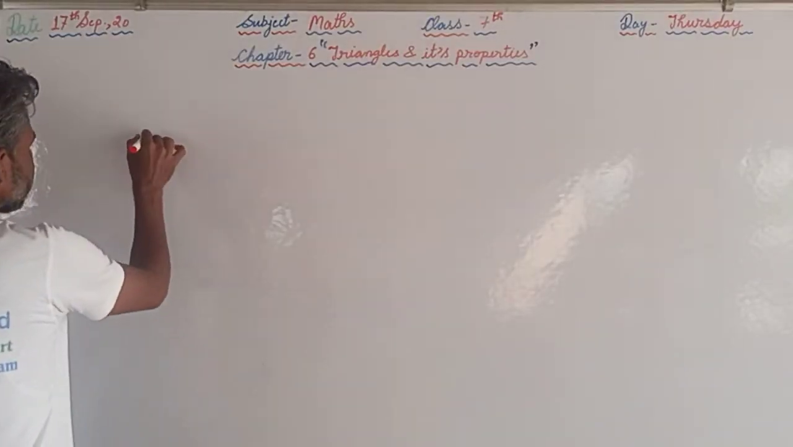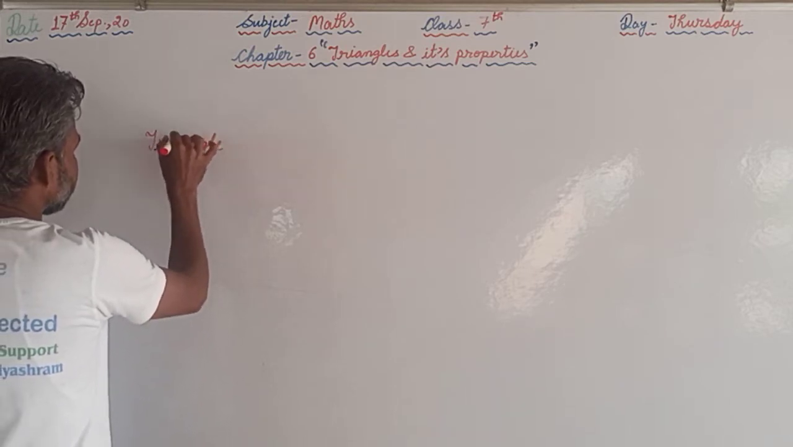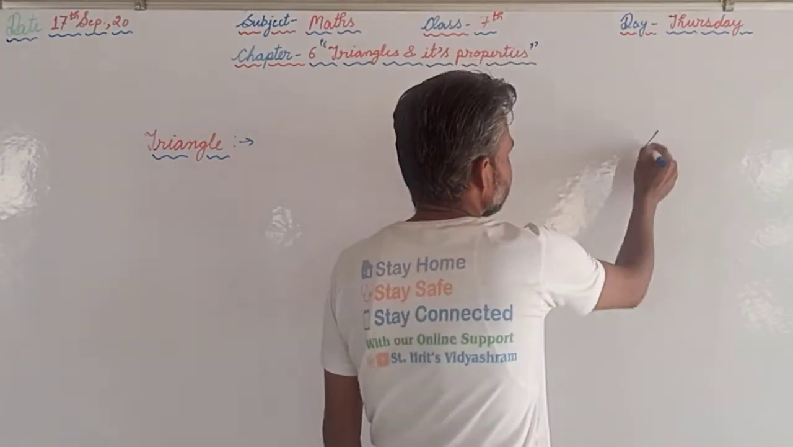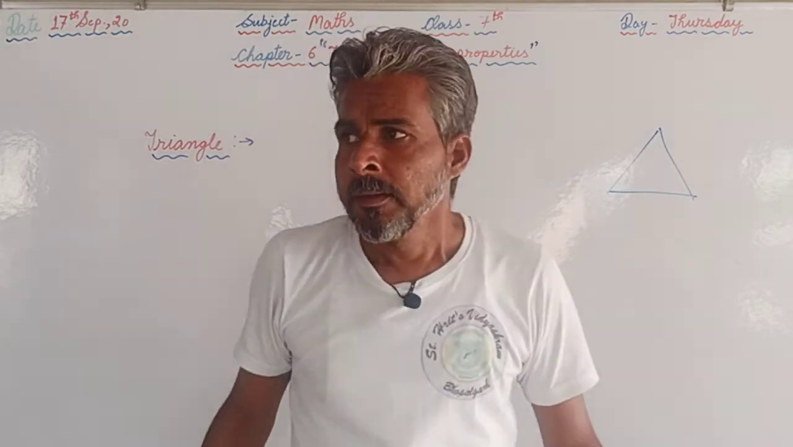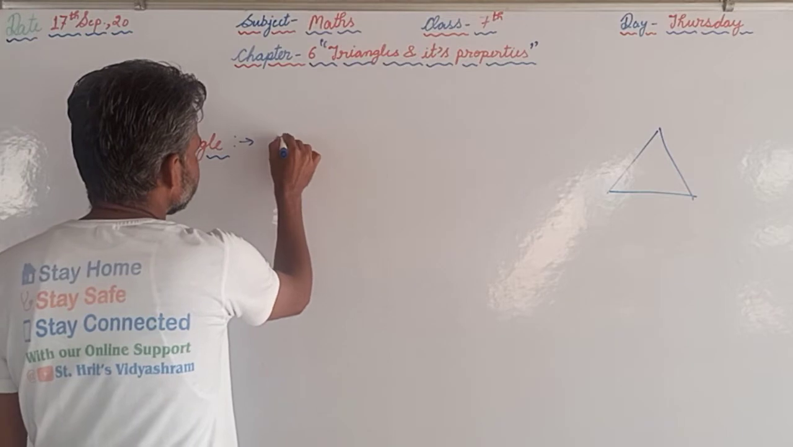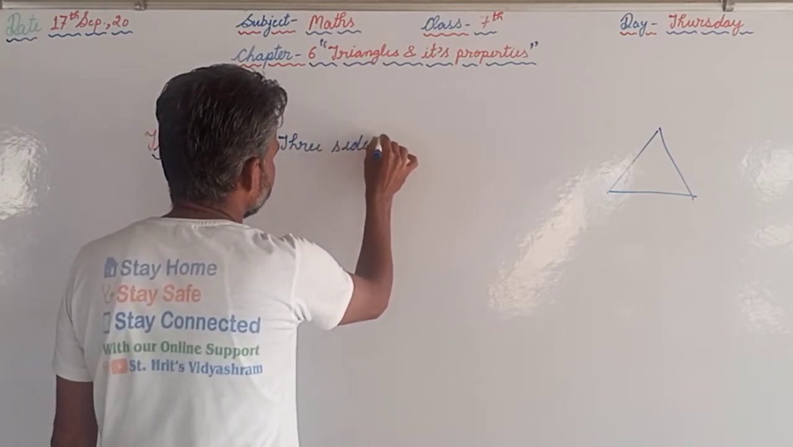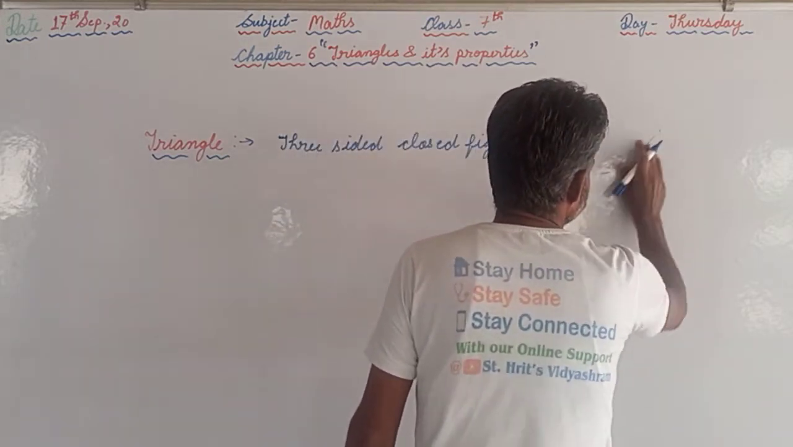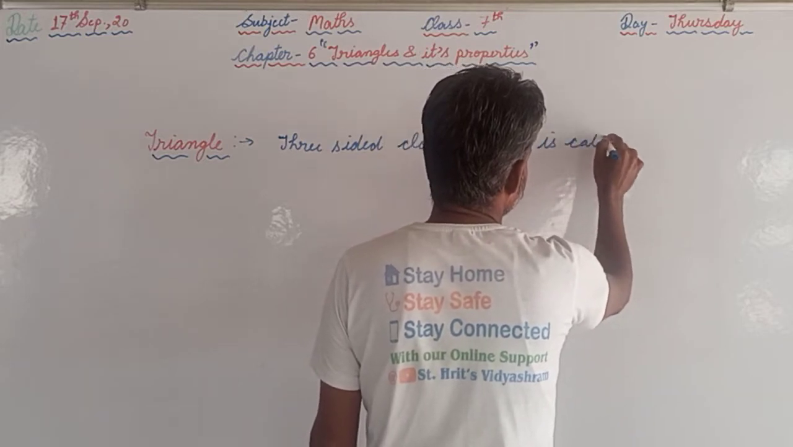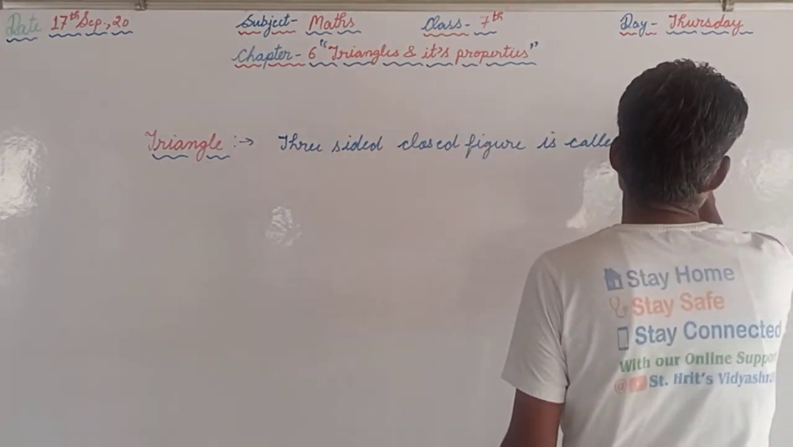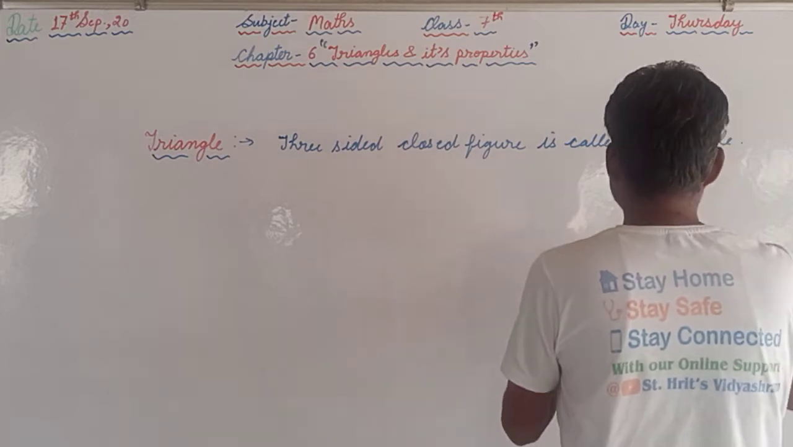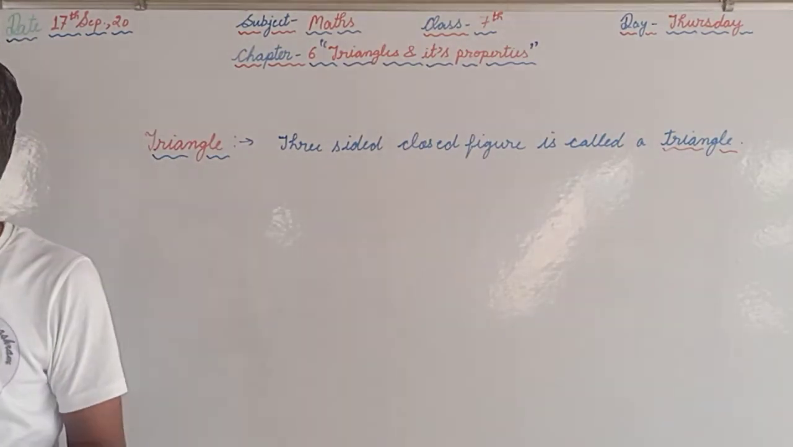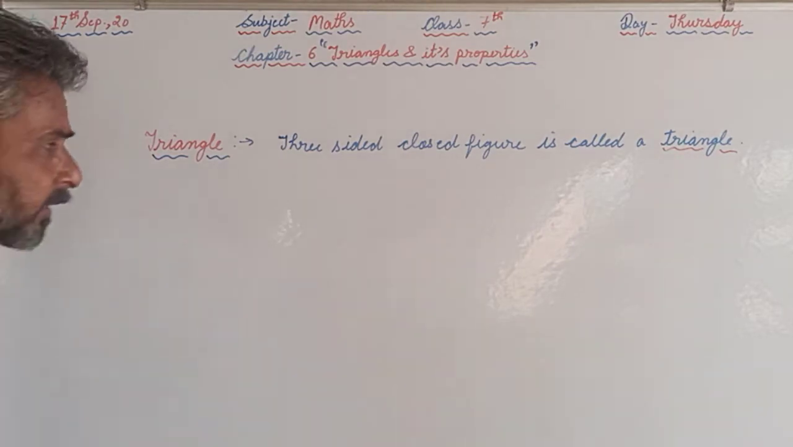First of all, we should know what is a triangle. We should know the proper definition as well. A triangle is a three-sided closed figure. A three-sided closed figure is called a triangle. Or we can say a three-sided polygon, or a polygon having three sides is called a triangle. Now after that we can classify the triangles as well.